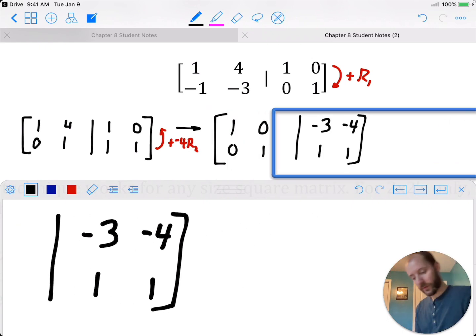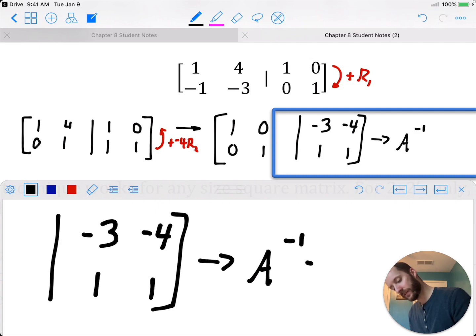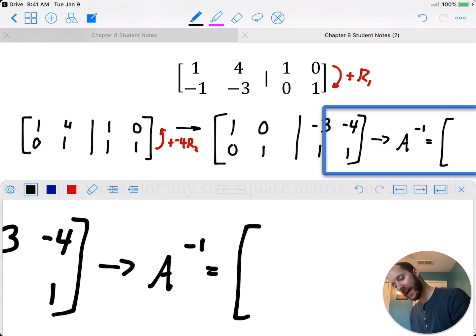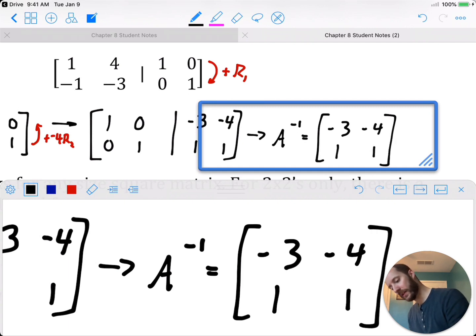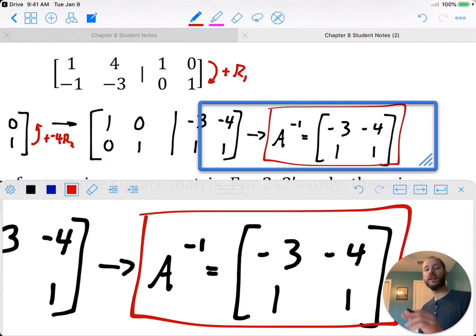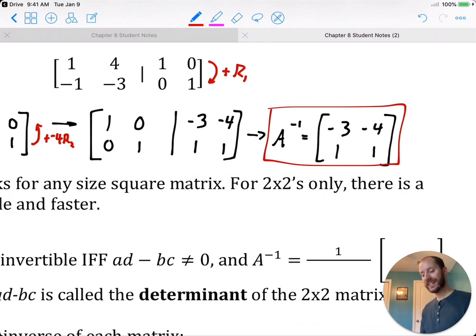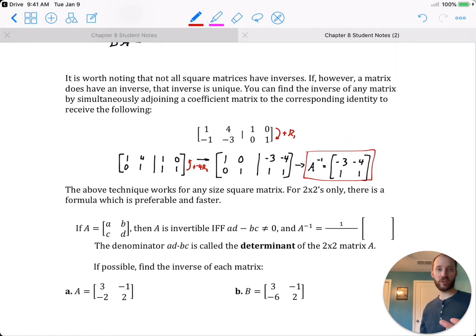So we have our inverse. We'll call it A inverse. That's going to be the right half of that adjoining matrix: -3, -4, 1, and 1. Now that works for any size square matrix.